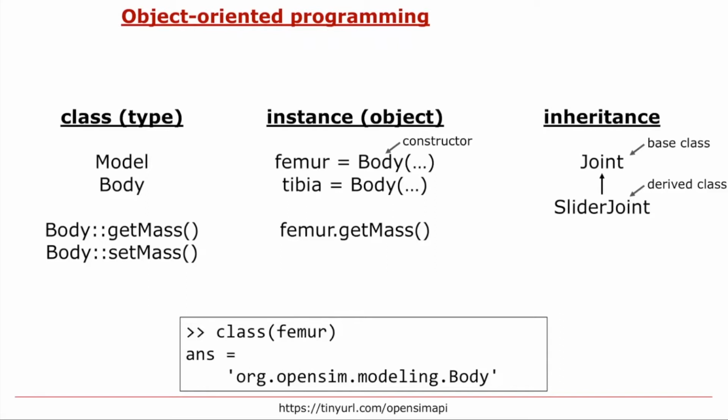The last key concept is that classes can form a hierarchy. For example, the slider joint is a class that inherits from the joint class. A slider joint is a more specific type of joint. We call joint a base class and slider joint a derived class. An instance of the slider joint class provides all the functions of its base class and might provide additional functions that the base class does not provide.